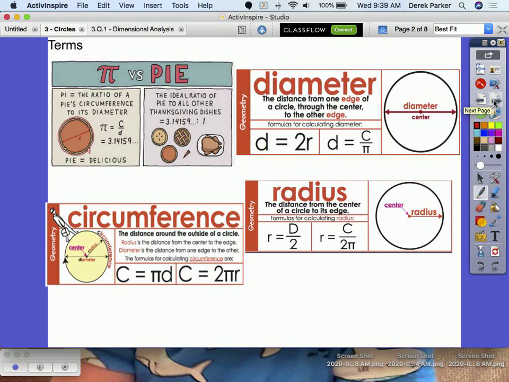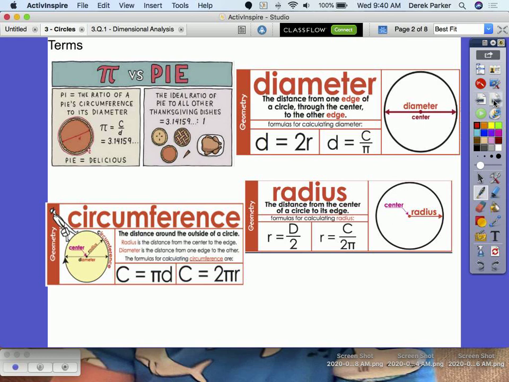No matter the size of the circle, if you take its circumference and divide it by its diameter, you're going to get pi, which is 3.14159... It is an irrational number that goes on forever. But no matter the size, from the smallest circle to the biggest circle, if you take the circumference of the circle and divide it by its diameter, you're going to get 3.14.